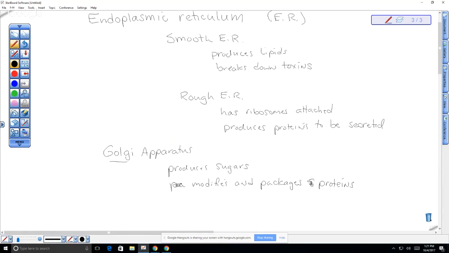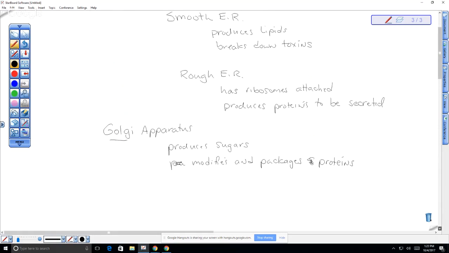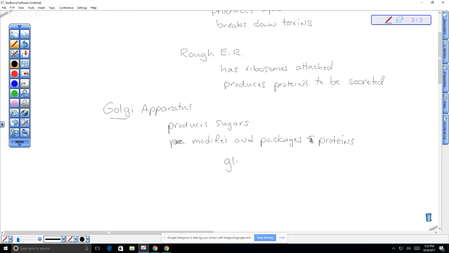Okay? So the sugar and the protein, when they come together, they produce what are called glycoproteins. You might remember from the last lecture, we talked about glycogen, glycogen being a polysaccharide of glucose. So glyco means sugar, think glucose, right? This is a protein. So this is a sugar attached to a protein.